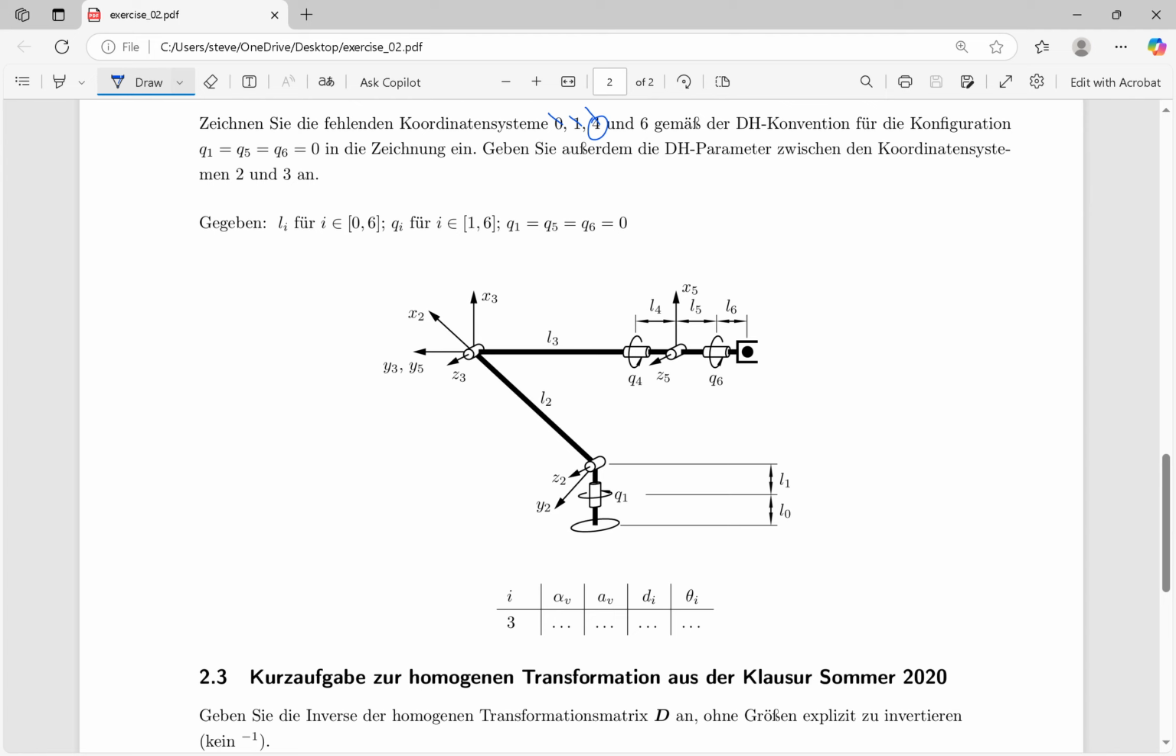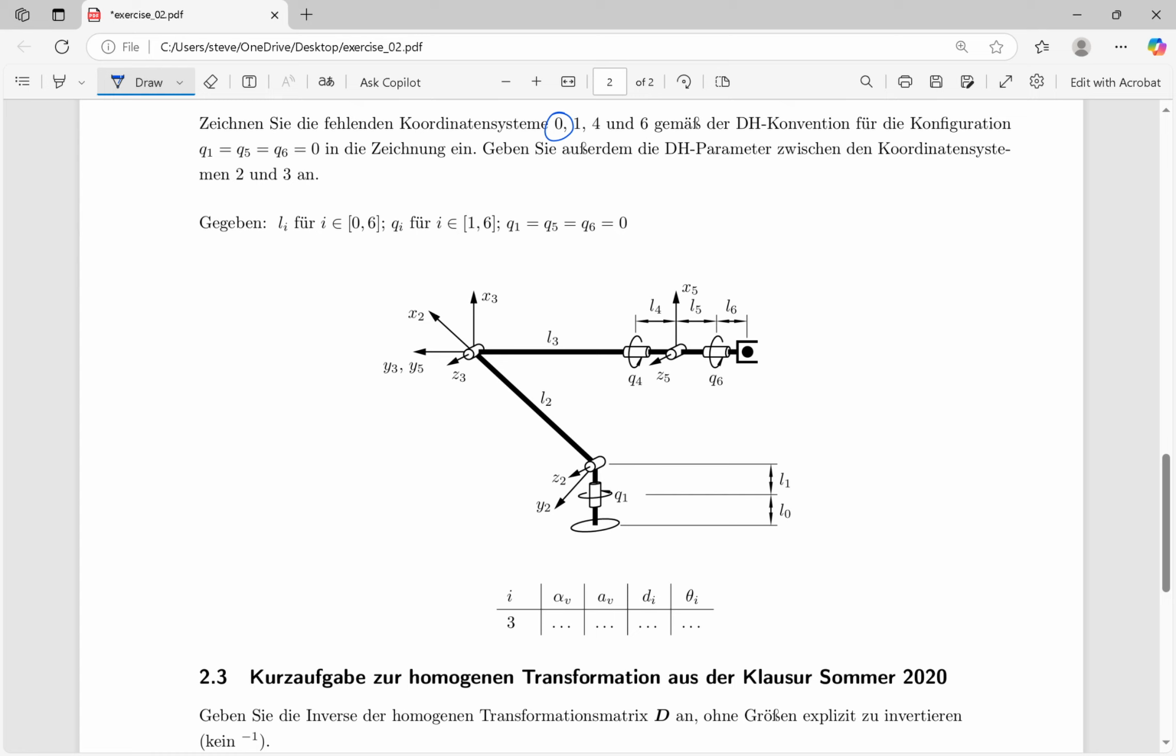Okay, in this exercise we are asked to find the axes 0, 1, 4, and 6 for this configuration. Now, as a spoiler alert, there is a very fatal trap in this task. But let's begin.